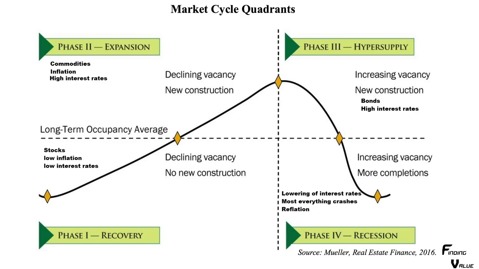So in the hypersupply recession phase, on the right-hand side, you want to position in bonds during the hypersupply phase where you reap the rewards in the recession. Now, in the recession, they're going to be lowering interest rates. Most everything kind of crashes out. They're going to have to reflate everything because everything deflated. And you'll see in that cycle, the recession, during that recession, bonds will do very well. And at the bottom of the recession, as it comes up into a recovery phase, that's when you want to load up on stocks on the bottom of that recession.